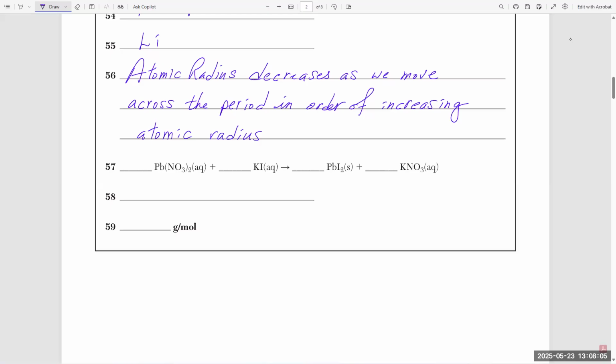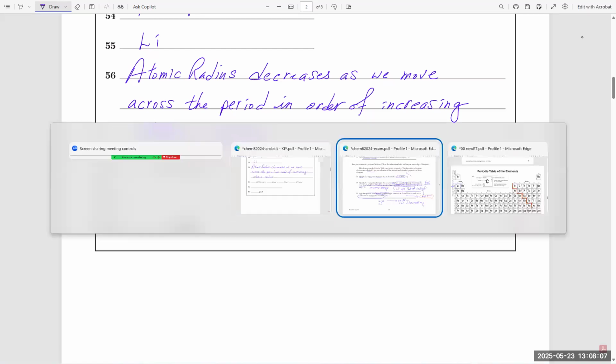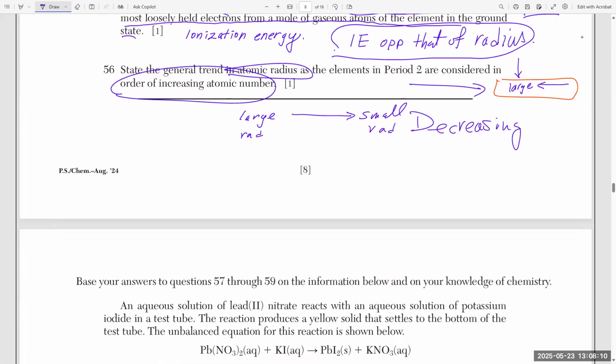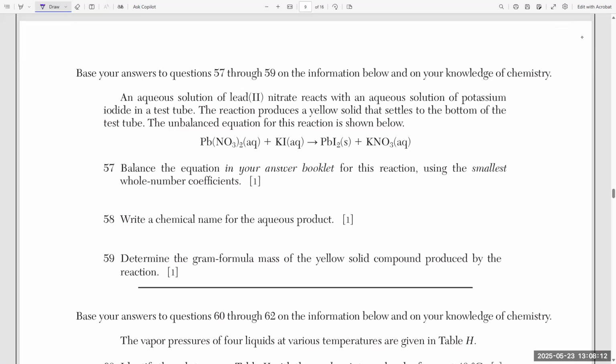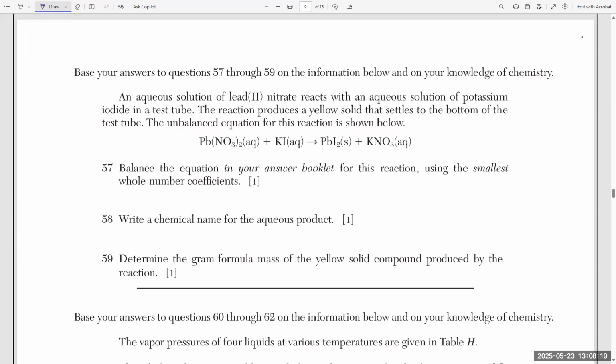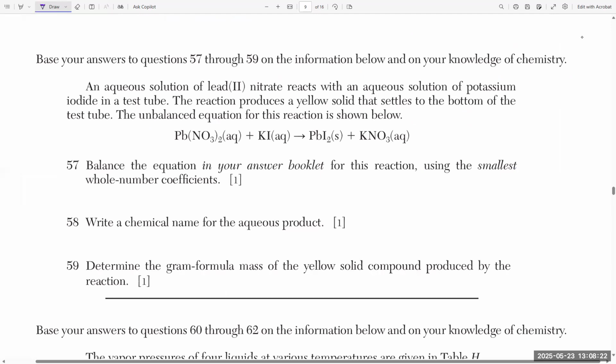All right, folks, let's move on to 57. An aqueous solution of lead(II) nitrate reacts with an aqueous solution of potassium iodide in a test tube. The reaction produces a yellow solid that settles to the bottom of the test tube. So it's a yellow solid that settles at the bottom of the test tube. What we're looking at, that's probably this guy, because remember, that's a solid. The unbalanced equation for the reaction is shown below. Balance the equation in your answer booklet for this reaction using the smallest whole number coefficients.